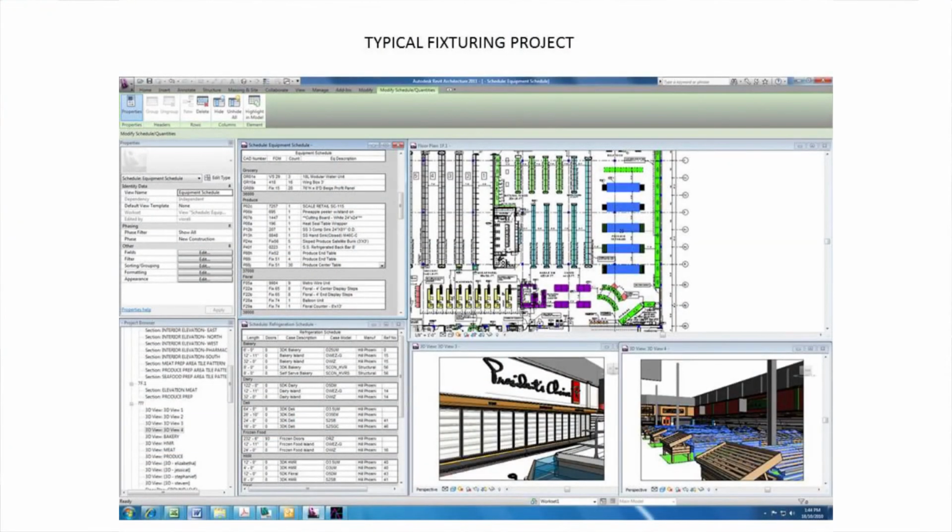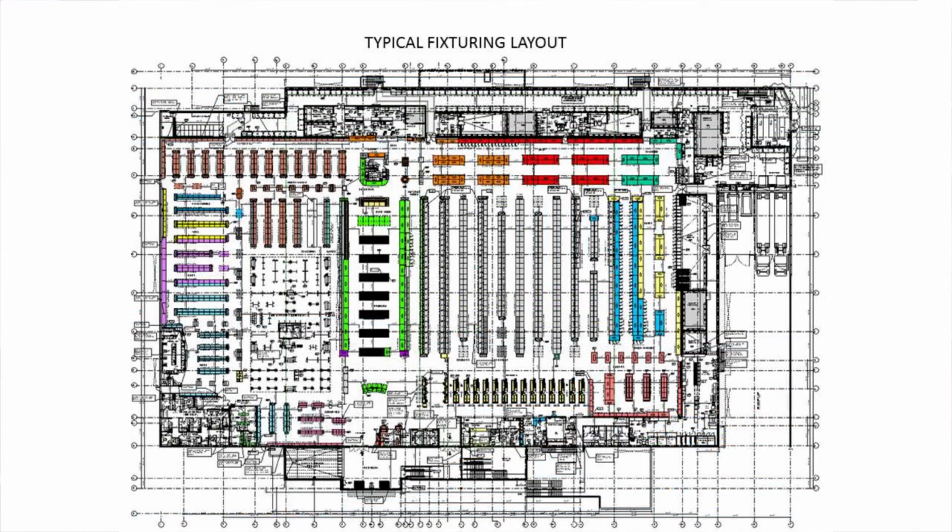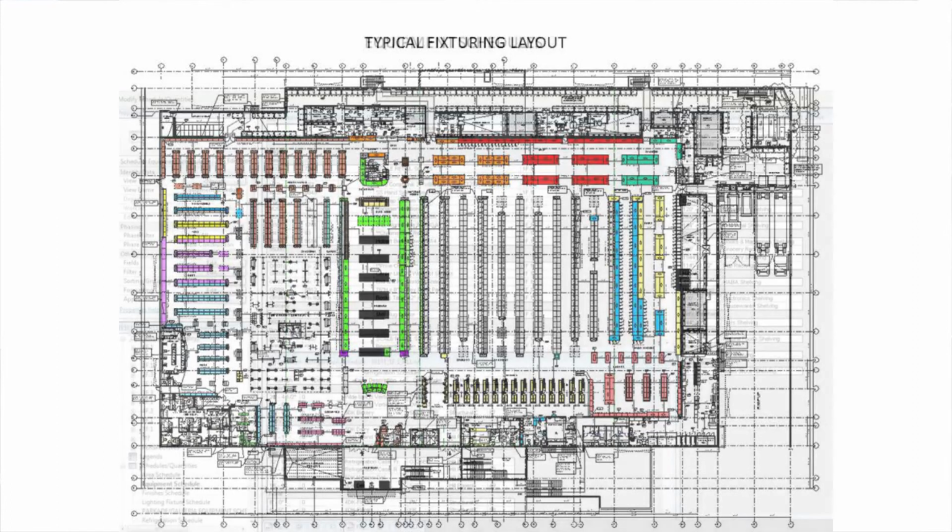And then we produce, this is a fixturing project. This is a typical floor plan for fixtures. It's color coded by department. Every single thing that you see here is Revit, and all the color stuff is one of those families.